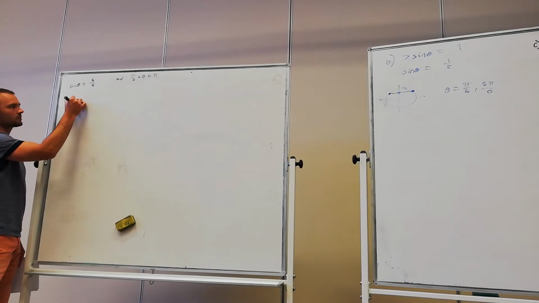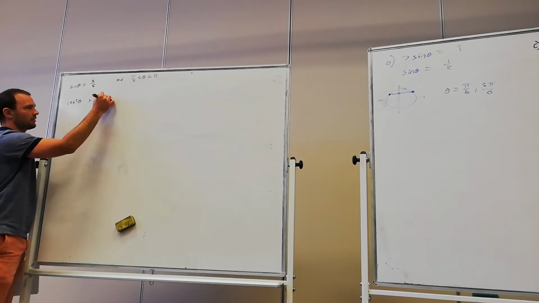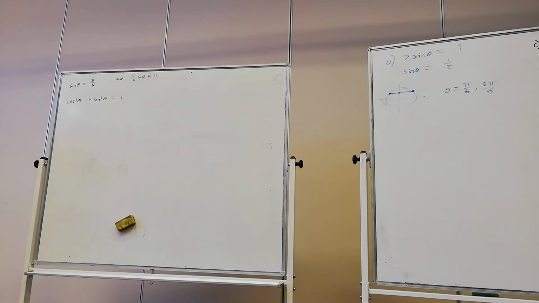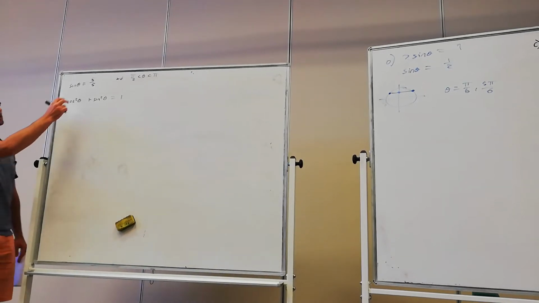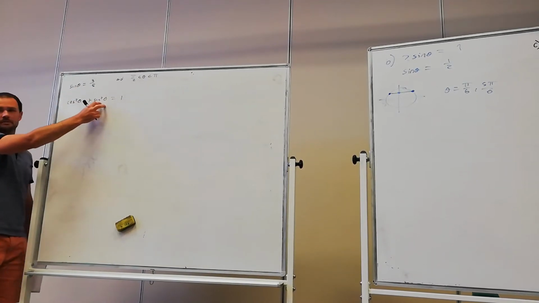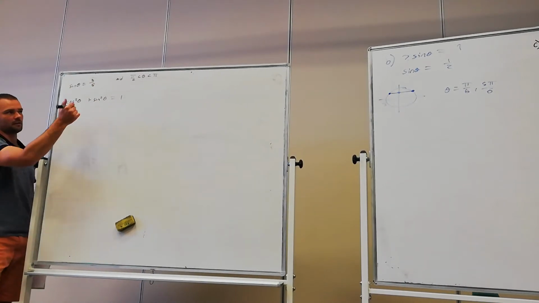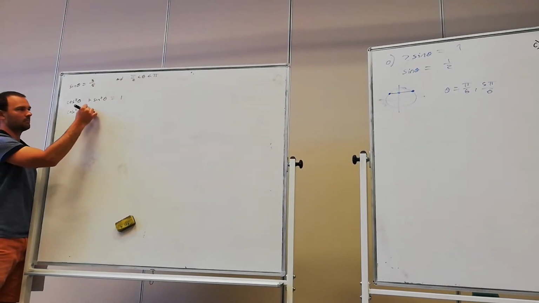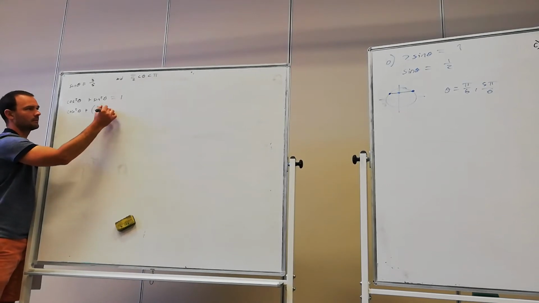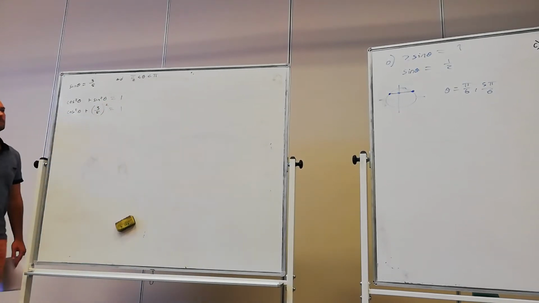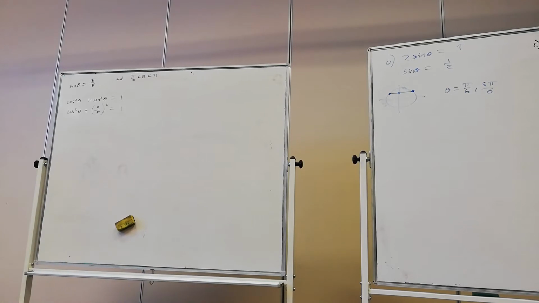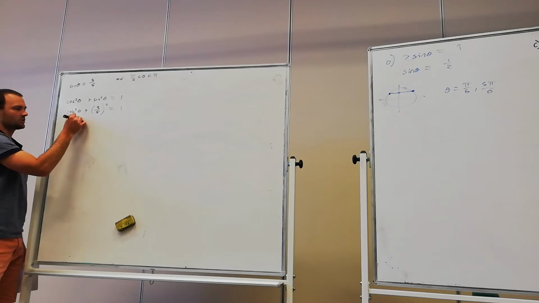Remember, cos squared theta plus sine squared theta equals 1. This is one of the 3 fundamental identities of trig that I've mentioned. What we're going to do is put 3 on 5 where the sine is, and then just solve that equation for cos. So we have cos squared theta plus 3 on 5 squared, since sine theta is 3 on 5. Let's go ahead and solve this.